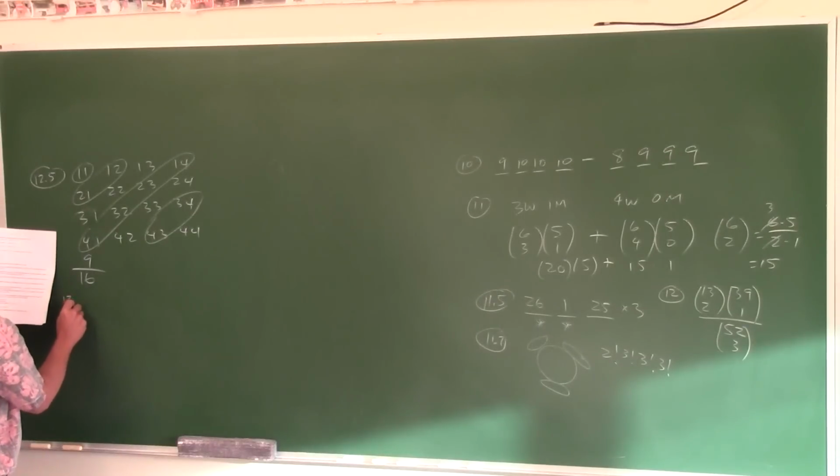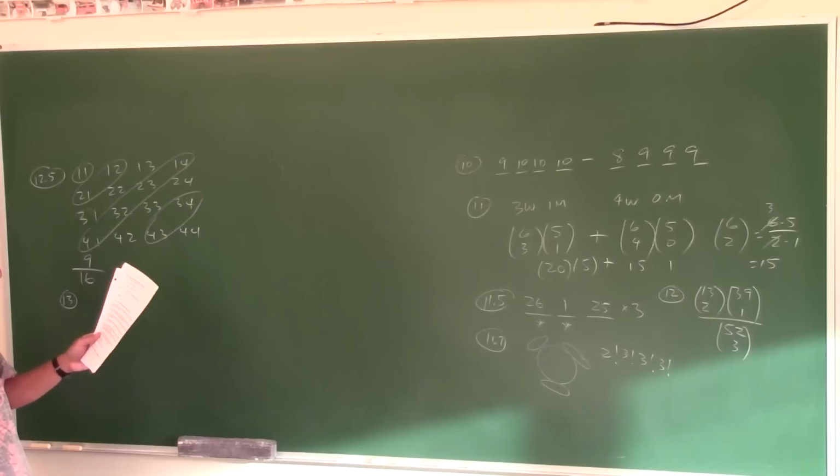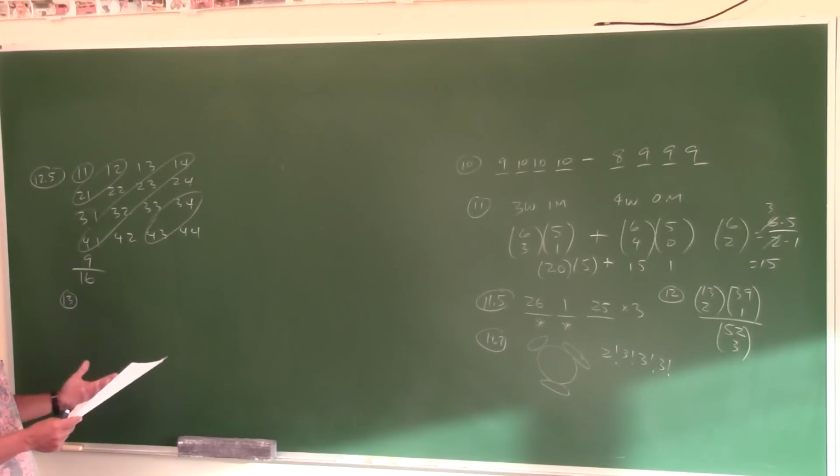13. A coin is designed so that the probability of tossing a head is 3/4. So that means the probability of tossing a tail is 1/4. If the coin is tossed 4 times, find the probability of getting exactly 2 heads. Well, you can just do this the regular way, or you can use the binomial probability thing that we learned.